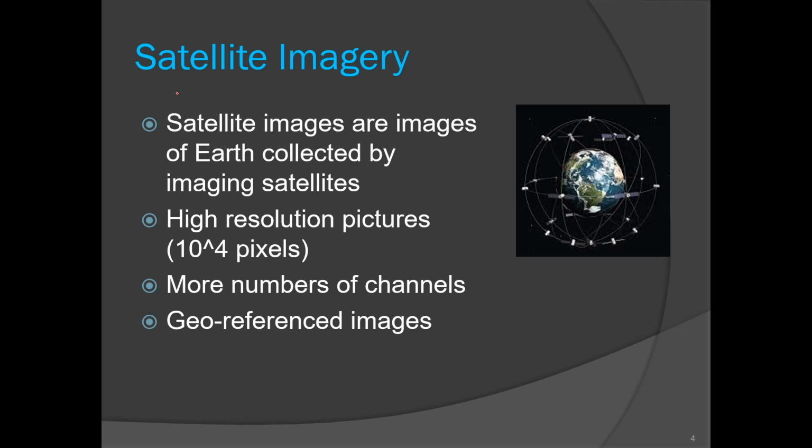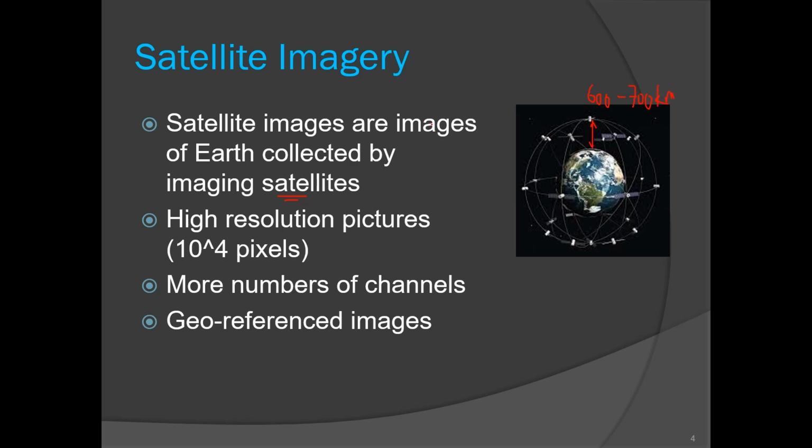Now let us talk about satellite imagery. These are the images captured by satellites orbiting around the earth. Generally, low orbiting satellites orbit at a distance of around 600 to 700 kilometers above the earth.